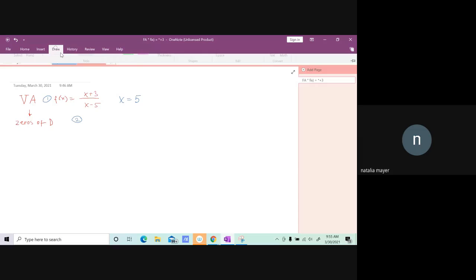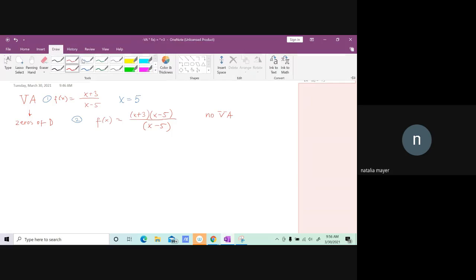So let me give you another example. What if I have a function which looks like this? Okay, so what can you say about this function in terms of vertical asymptote? It has a hole. So it does not have a vertical asymptote, but it has a hole.